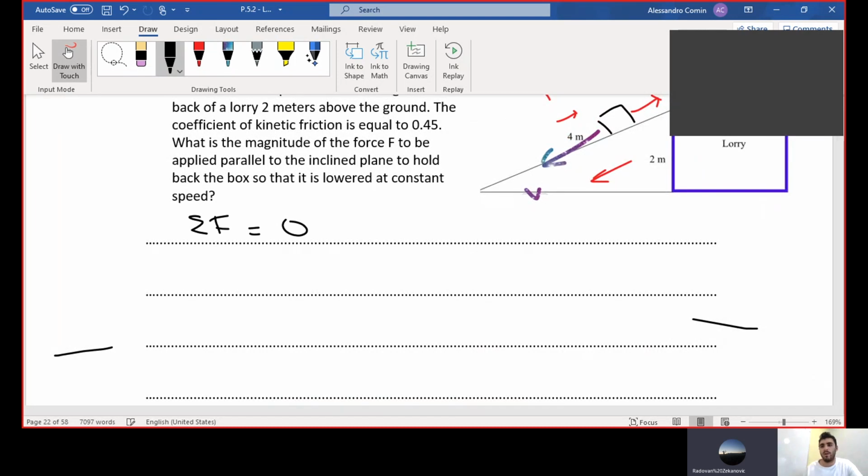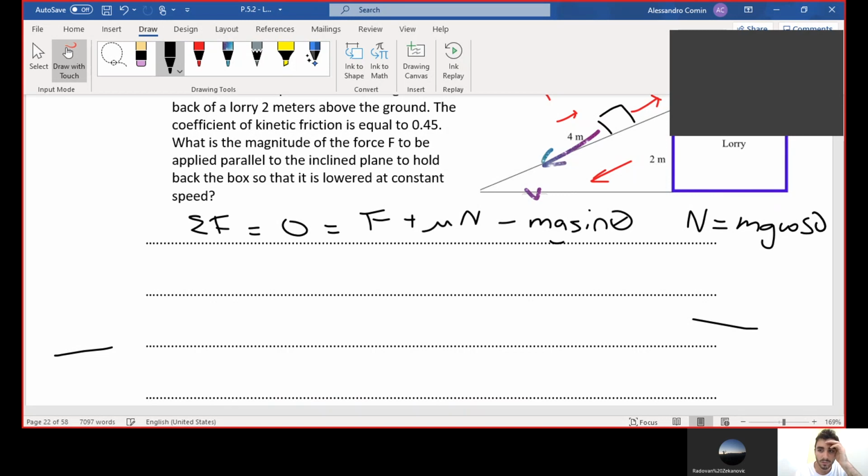is equal to 0. And that is the forces up the slope minus forces down the slope. But we remember from inclined planes that N equals mg cos theta. So that means that F is going to equal mg sine theta. I put N equals just mg. Oh my god. All right.